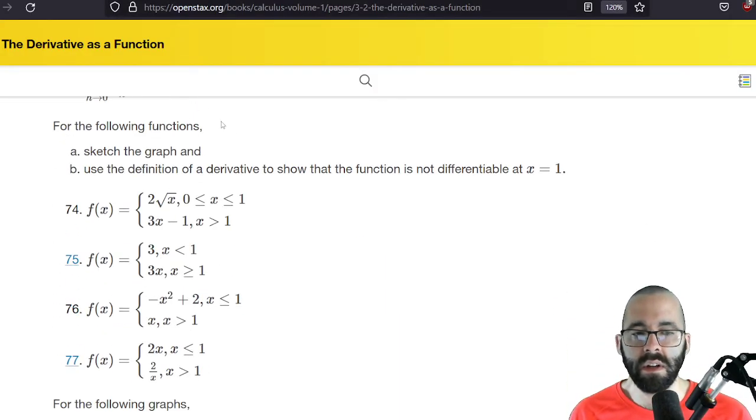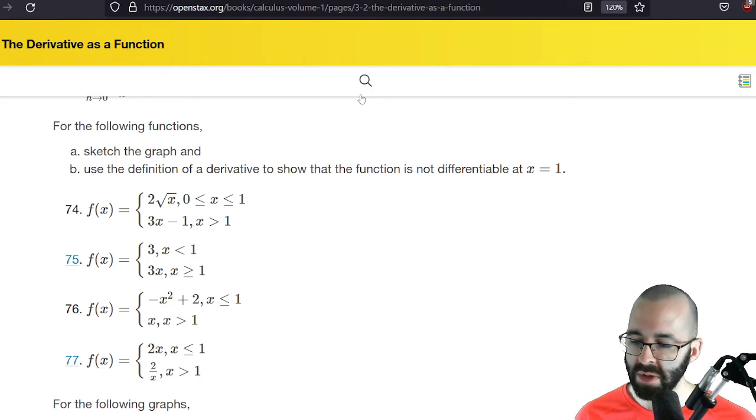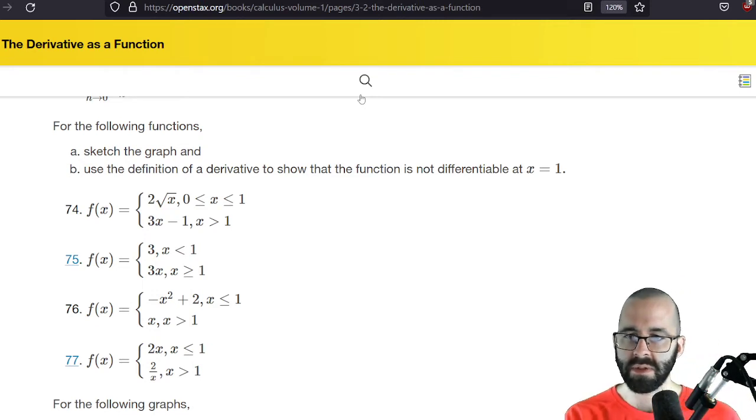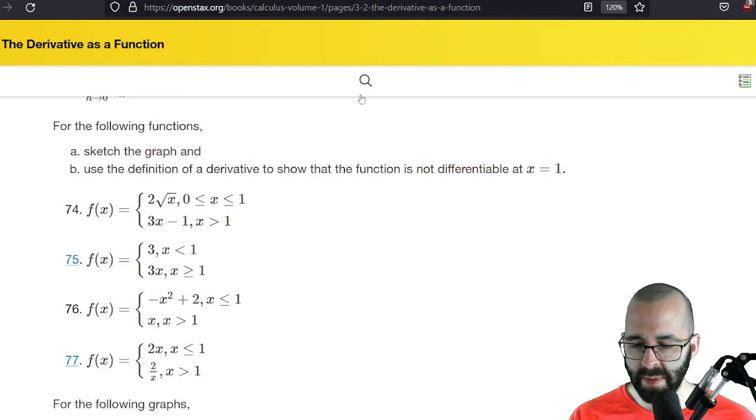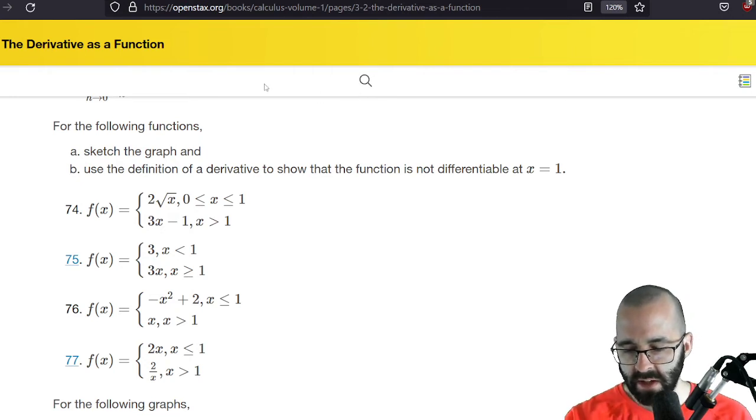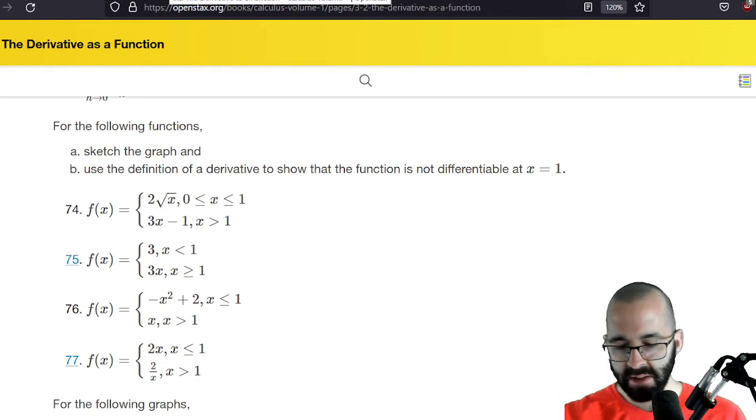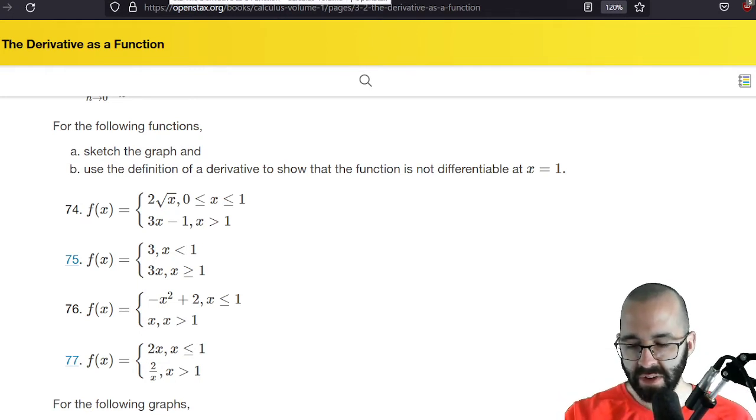74. Sketch the graph and use the definition of the derivative to show that the function's not differentiable. And I believe I mentioned that you can just do this on Desmos. I don't think I said that you had to copy this down. I don't remember off the top of my head though. So for 74, let's graph these on Desmos. Remember how to graph piecewise functions. 2 square root of x.